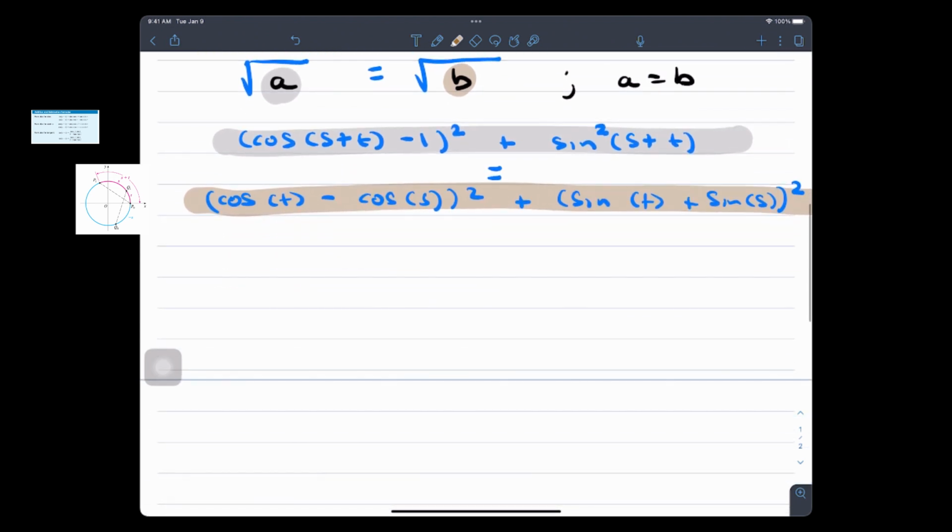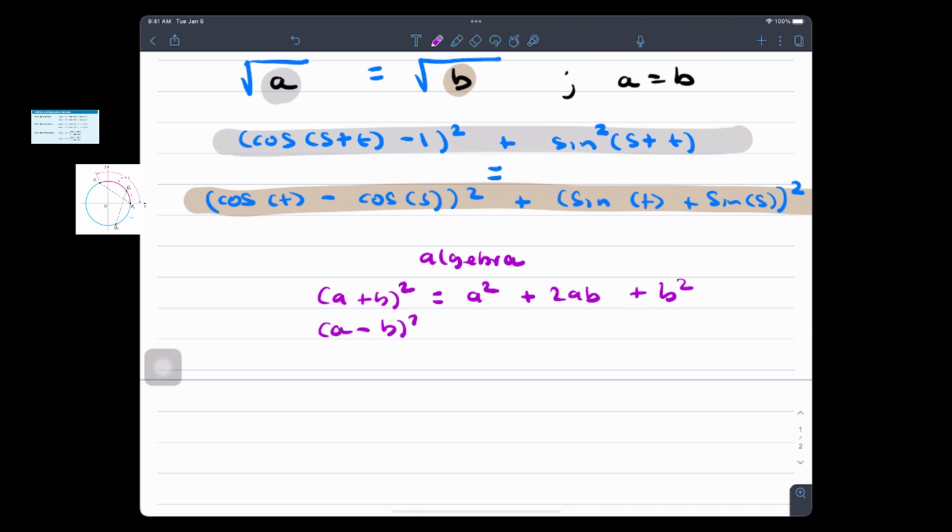All right. So now we're going to have to use some algebra. So what is this algebra that we have to do? Remember, if we have something like a plus b squared, what's that going to be? Isn't that a squared plus what? 2ab plus b squared. You have a minus b squared, which is going to be a squared minus 2ab plus b squared. There's your algebra.